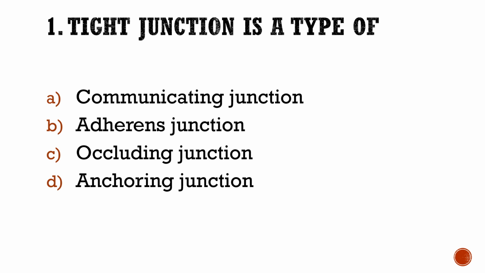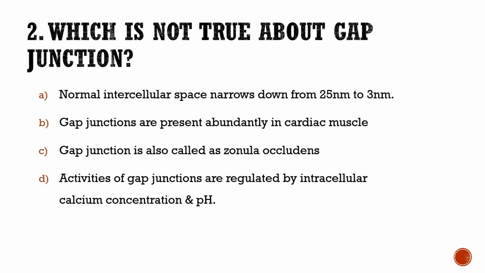The other name itself, zonula occludens. And which is not true about gap junction? Normal intercellular space narrowed down from 25 nanometer to 3 nanometer. Gap junctions are present abundantly in cardiac muscle. Gap junction is also called zonula occludens. Activities of gap junctions are regulated by intracellular calcium concentration and pH. Which is not true?